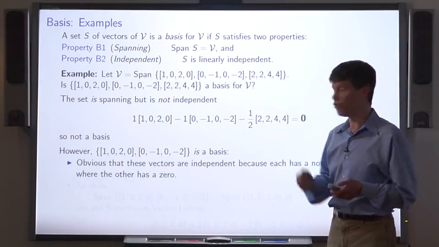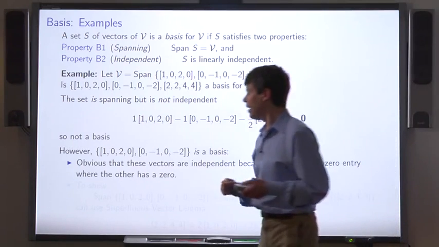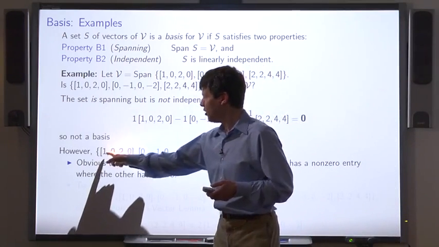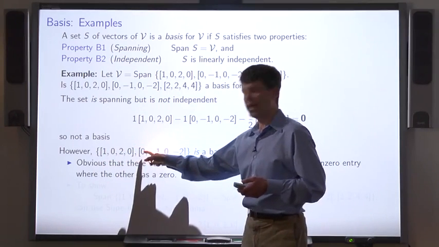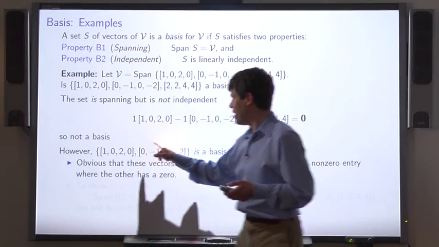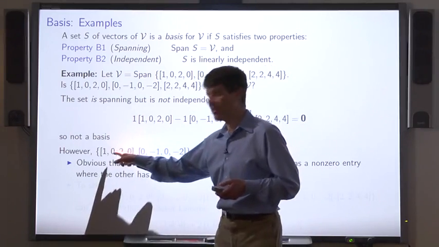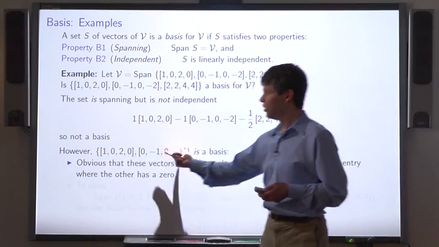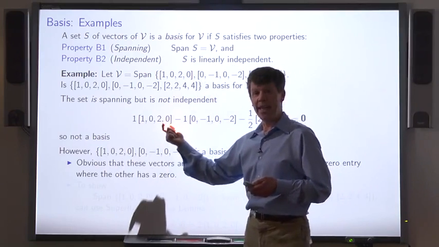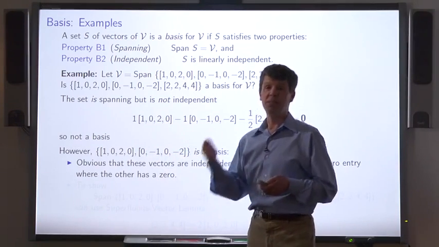It's obvious that these vectors are linearly independent, because this one has a non-zero first entry, and this one has a zero first entry, whereas this one has a non-zero second entry, and this has a zero second entry. So using an argument described earlier, we can show that any linear combination that equals the zero vector must be trivial.